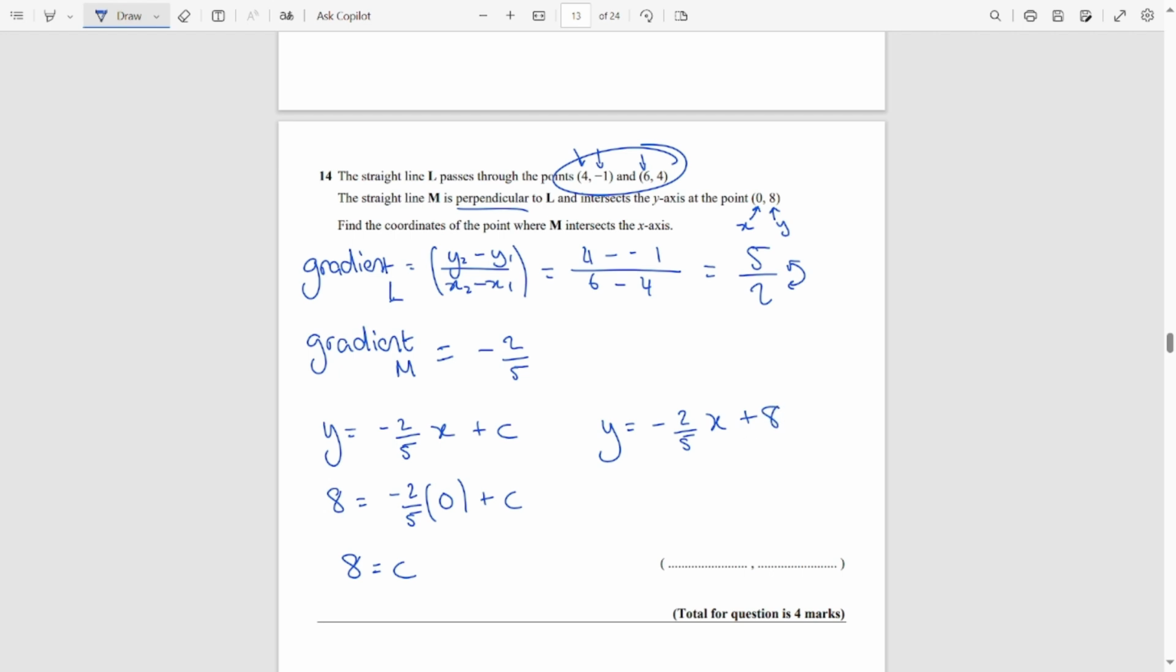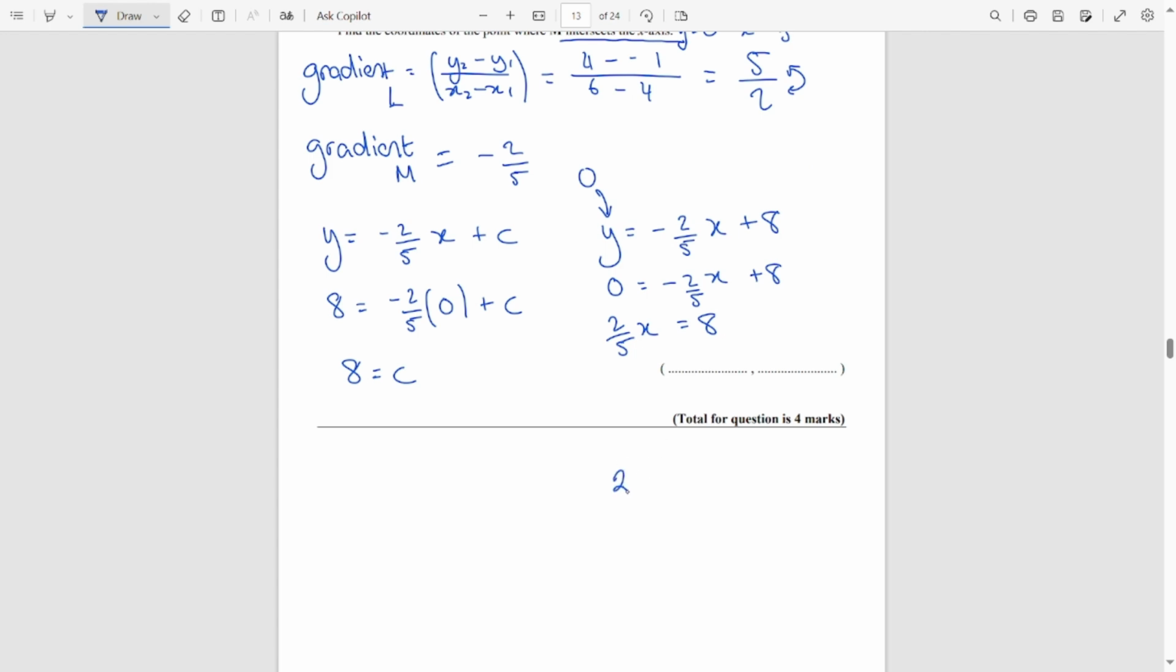Now this is the equation of the line, but actually the question asks for the coordinates of the point where M intersects the x-axis, and we intersect the x-axis when y is equal to 0. So when x is equal to 0, we intersect y, and when y is equal to 0, we intersect x. So I'm going to put y as 0 in here to work out my x coordinate. So 0 is minus 2 over 5 x plus 8. Let's take the 2 over 5x onto the other side. So I have 2 over 5x is equal to 8. Multiplying up by 5, I have 2x is equal to 40. And so finally, x is equal to 20.